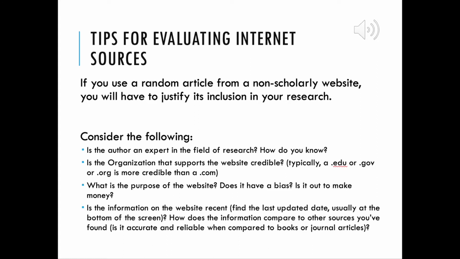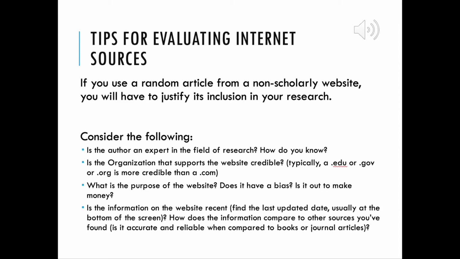What is the purpose of the website? Does it have a bias? Is it out to make money? You have to think about why that particular article was created. What is the point of its publication? And is it going to be biased in a particular way because it wants to create facts or create a certain perspective that encourages a particular purpose for that website that might exclude other facts that are important? So you do have to think through the rhetorical situation of that website and of the publication.